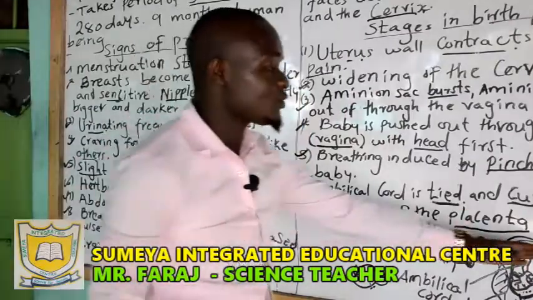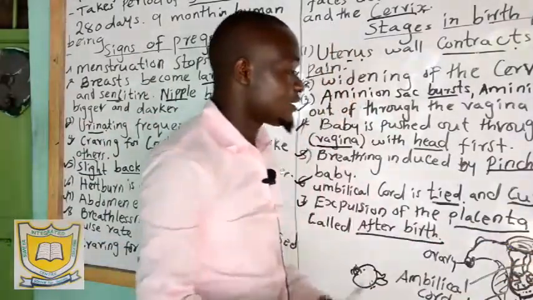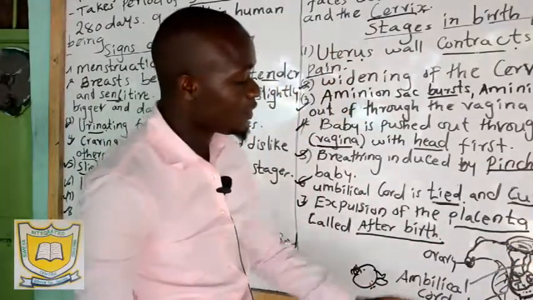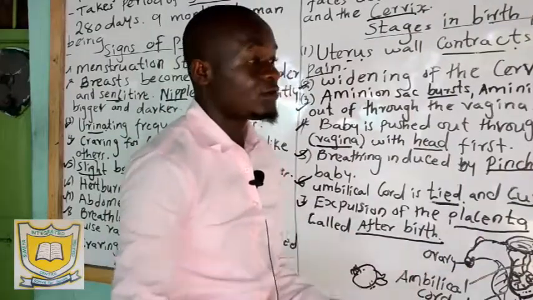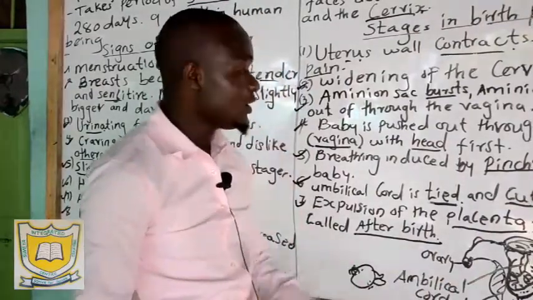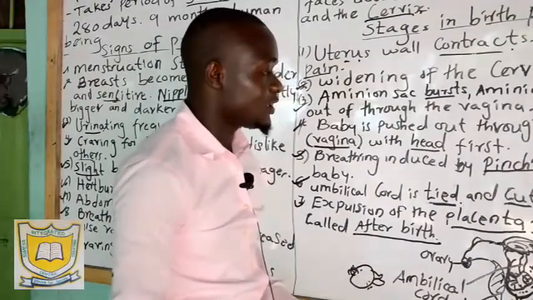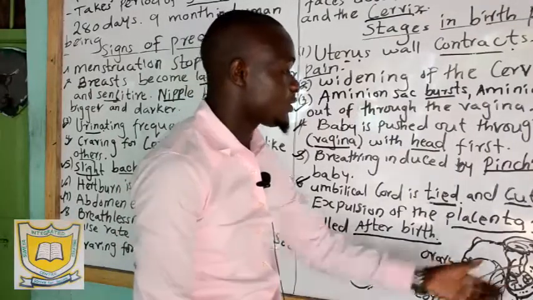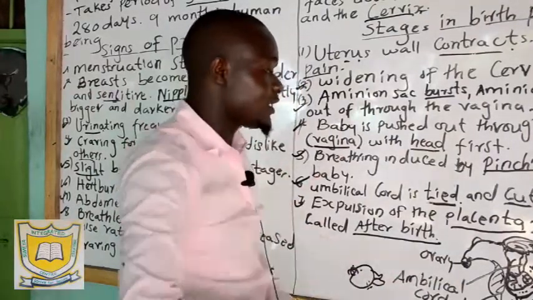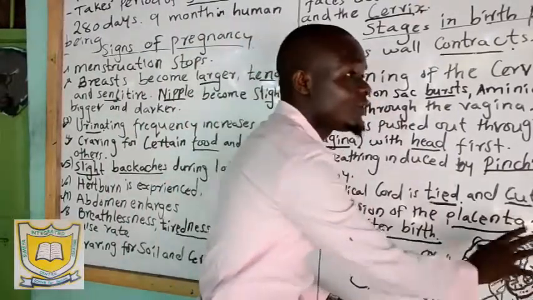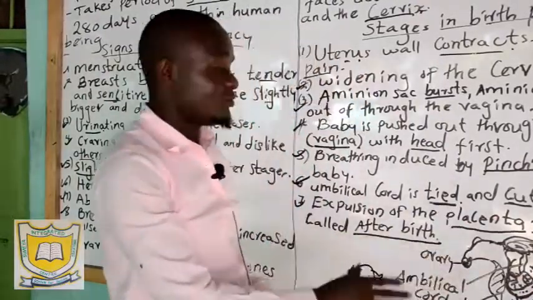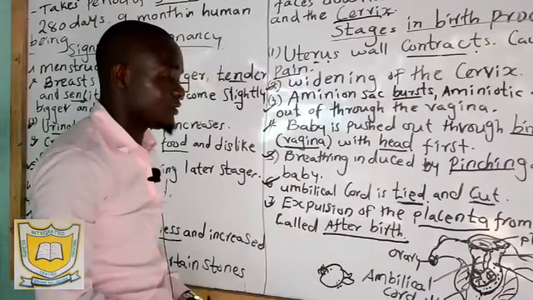The same happens to animals. If a cow gives birth, the placenta has to come out, and if the placenta does not come outside, it means we need to carry out medication and also an operation so that we can take it outside. If it remains inside, it may cause destruction of the reproductive parts.